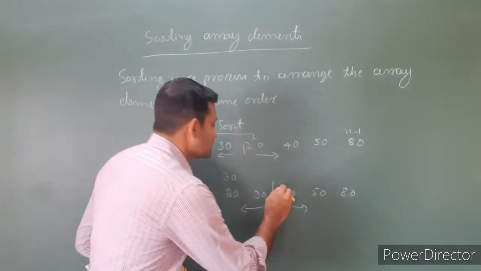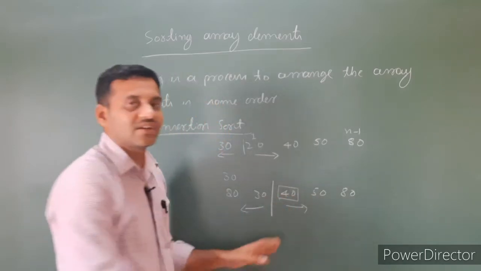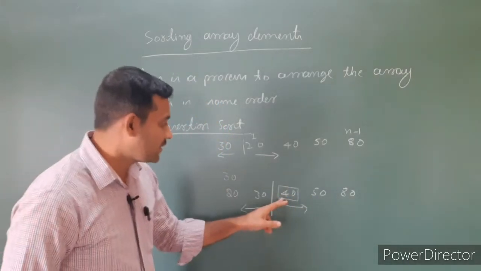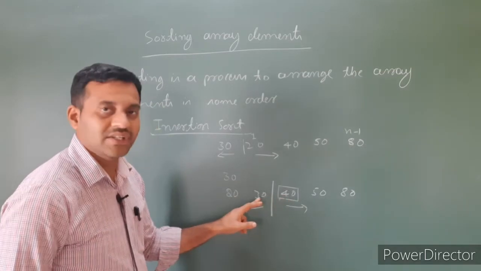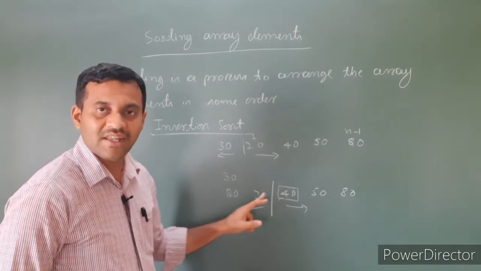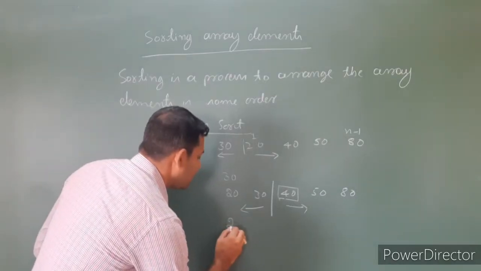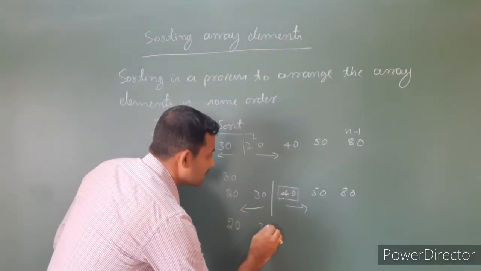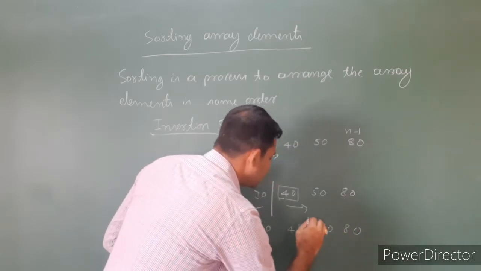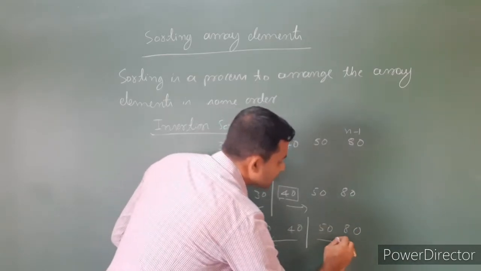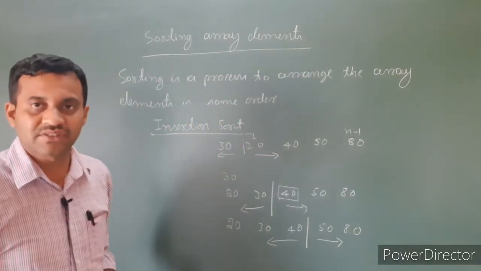Again we access the next element from the unsorted list, then this element is compared with the sorted list. Here 40 is compared with 30. 40 is greater than 30, hence these elements become 20, 30, 40, 50 and 80. So this is the sorted portion, this one is the unsorted portion.